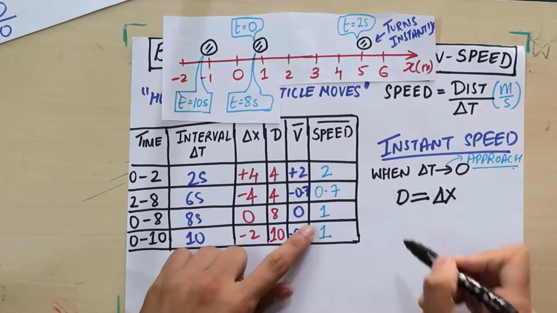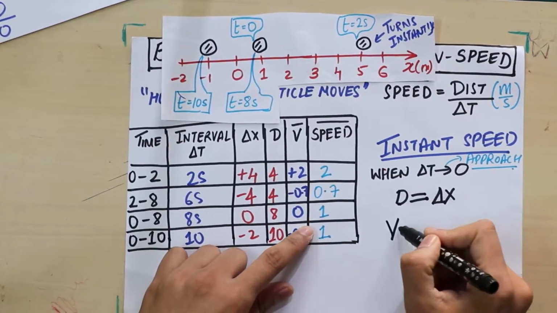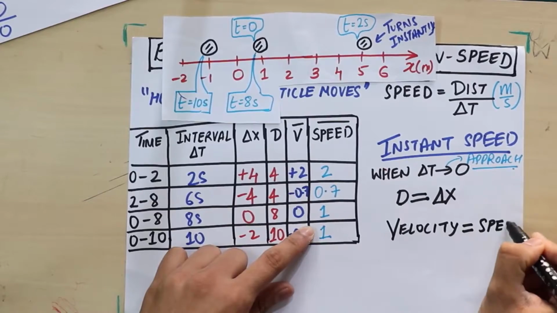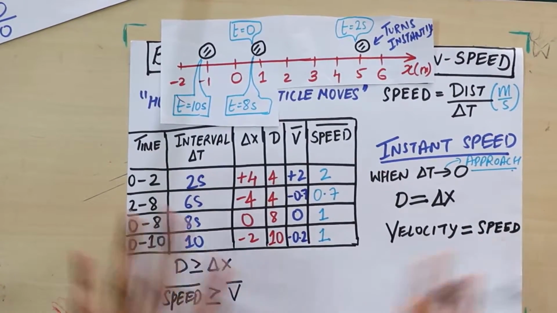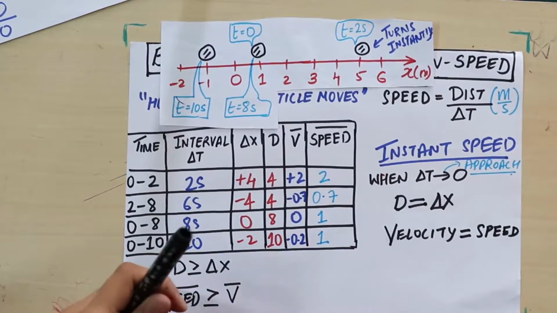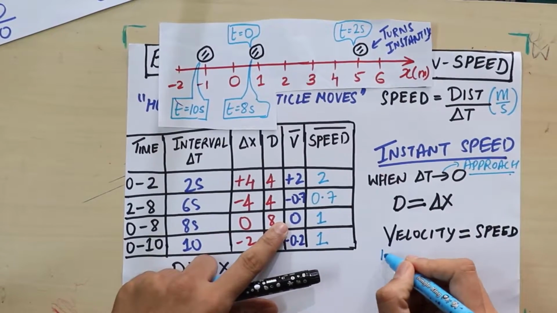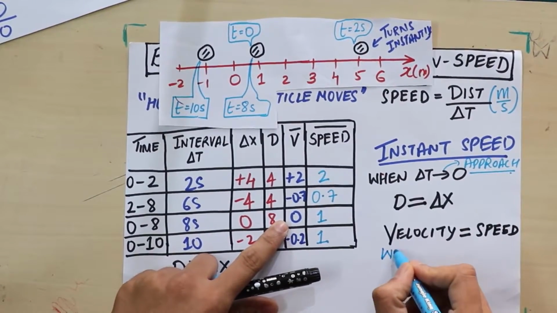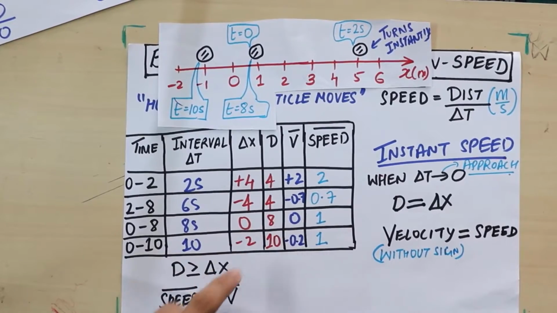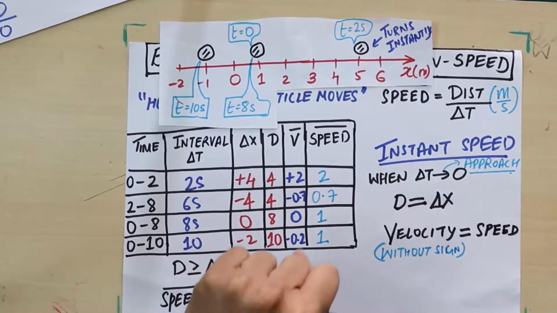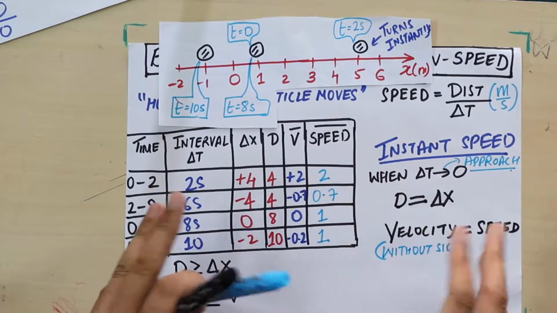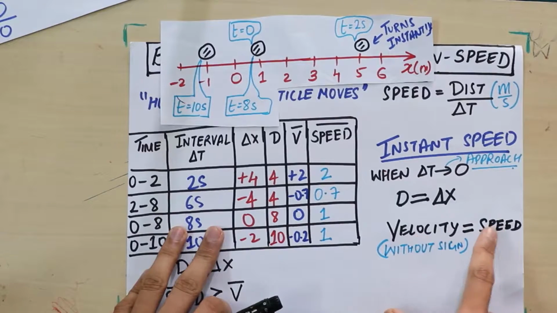Therefore, we can now conclude that velocity, so let me just write it down, velocity is the same as speed. They are the same things when you talk about instant values, but there's one subtle difference. The difference is velocity has sign. So if you consider velocity without sign, that is speed. You take the velocity, you strip it of the sign, and what you get now is the speed.